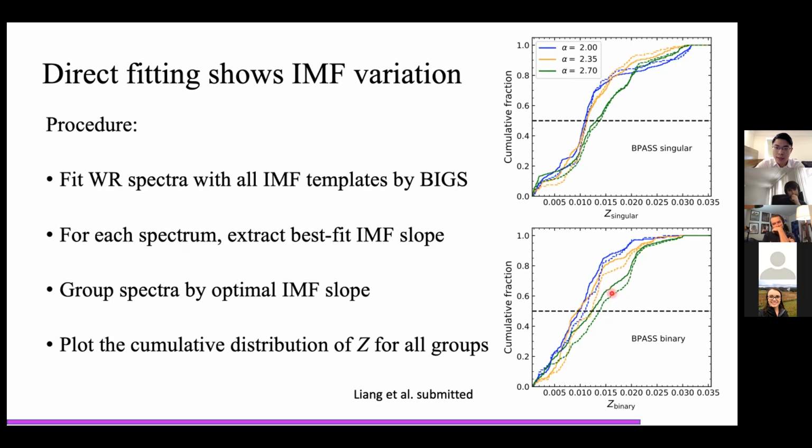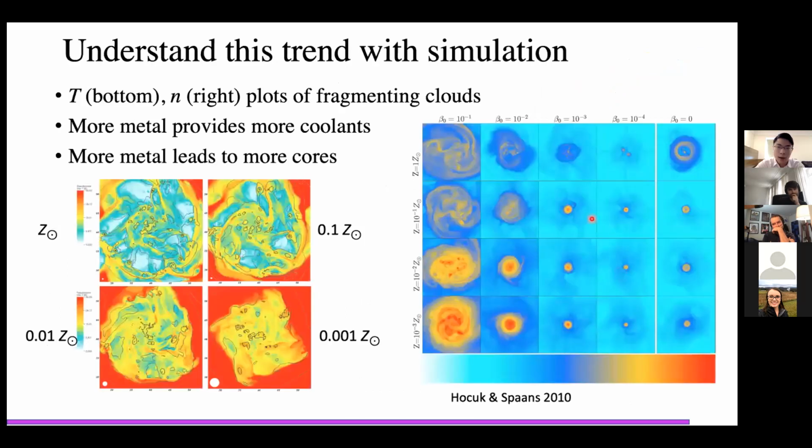So how do we understand this from simulations? This is a simulation work published in 2010. These 4 panels are showing the temperature, and on the right, you can see the density. On the temperature panels, you can also see the Jeans length indicated by the circles on the bottom left. So you can see in the lowest metallicity simulation, the Jeans length is the largest given this temperature. So this is also consistent with creating more high mass stars.